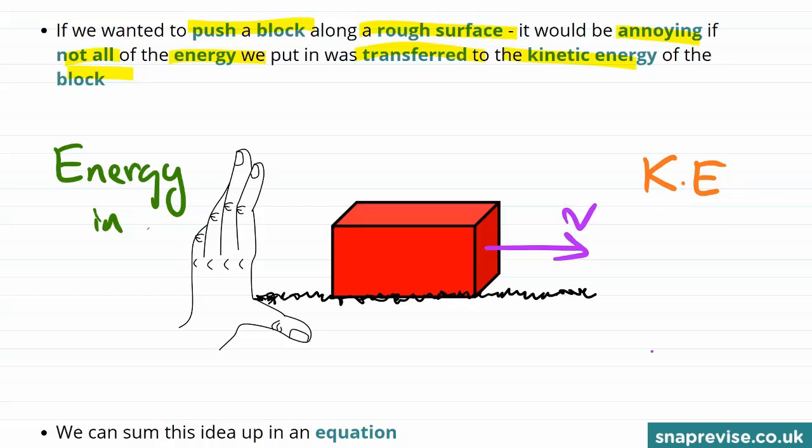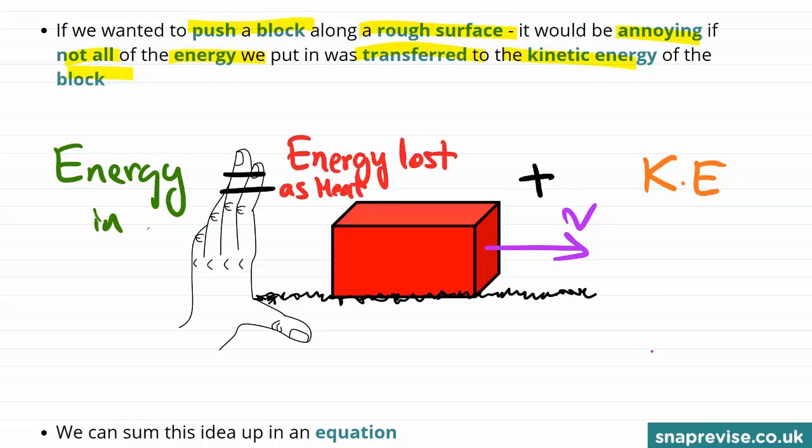But unfortunately, not all of the energy we put in is turned into kinetic energy. So that is, the energy put in isn't just equal to the kinetic energy, but instead it's equal to the kinetic energy plus energy lost as heat. So why is energy being lost as heat? Well, we've got a rough surface going on here. So when the block moves along the rough surface, this is how this heat is created. So it's friction that creates heat, just like when you rub your hands together to keep you warm.